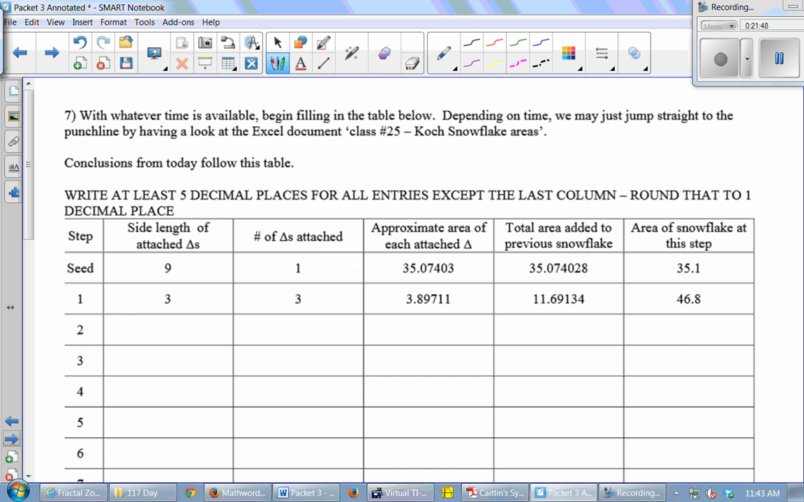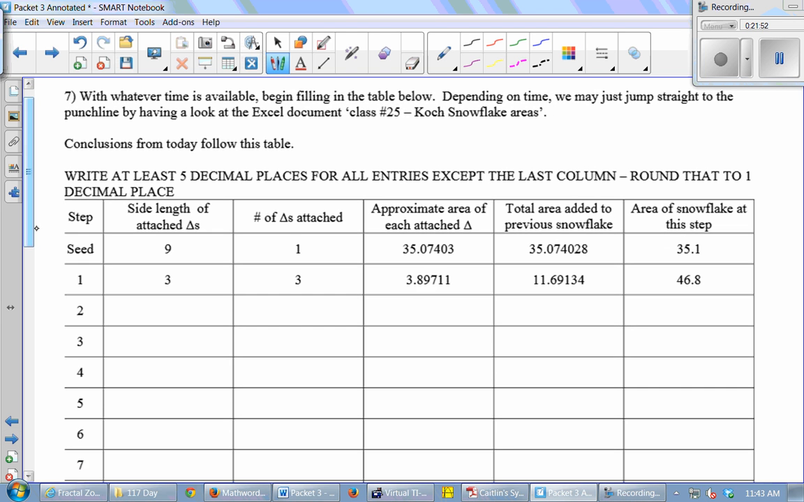Okay, so whatever time is available, we're going to begin filling in this table. We have plenty of time, so I'm gonna make you do some of this. I want you to write down at least 5 decimal places for each entry, except for the last column that you can round to 1 decimal place. So I've got the first 2 steps done. So this table is helping you calculate the area of the snowflake at each step, right?